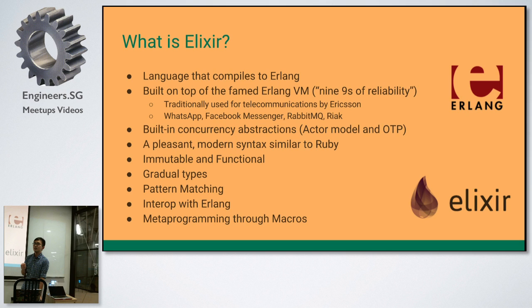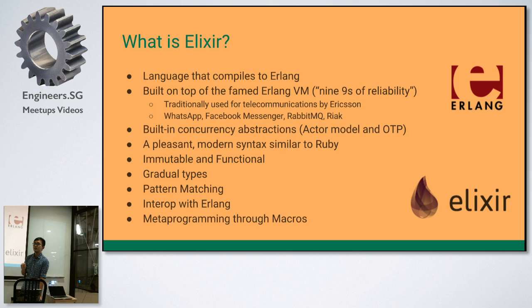But at the same time, again, Erlang is a very old language. So as you can imagine, the syntax is not the best. Which is why Elixir came along with a pleasant modern syntax that's very similar to Ruby, as we'll see in some code later, and I think you can agree. It's immutable and functional. Immutable meaning you can't change state. There's no such thing as an object state. There's no such thing as an instance method. Again, we'll talk about that.